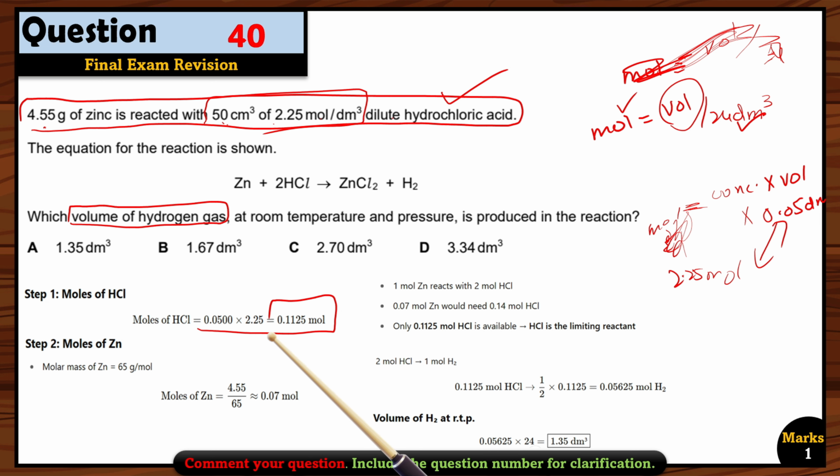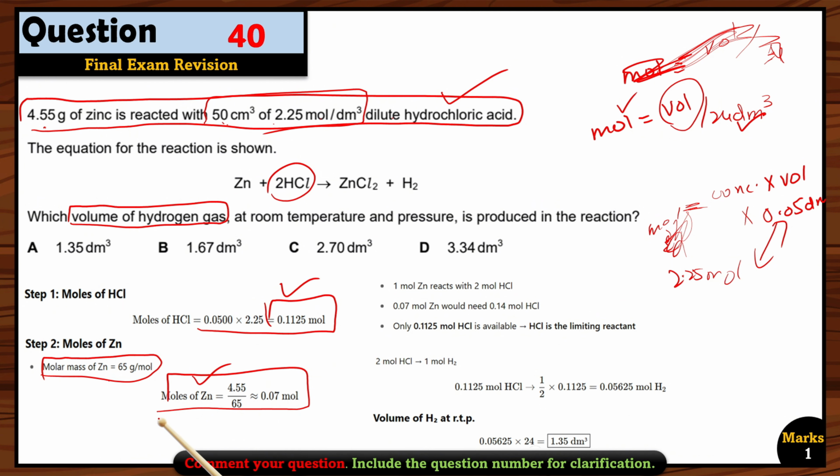So it means 0.1125 mole of the HCl was used, right? If we have 0.1125 of HCl, then we can easily find the moles of the zinc also. How can we find the moles of the zinc? If you see here, we already know the molar mass. The molar mass of the zinc is 65 gram. We can also find the moles of zinc easily from here.